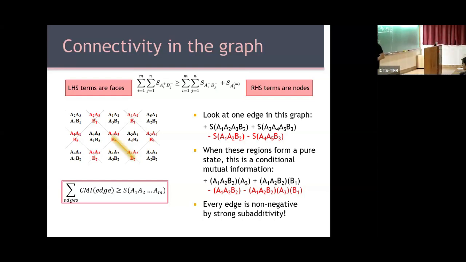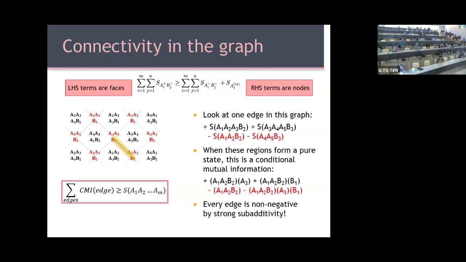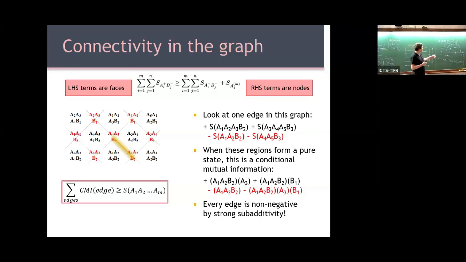Why is this going to be our Crofton formula? Let's look at what the Crofton formula looked like over here. I had an integral over this, and these things were what? They were all conditional mutual informations, yes? So this formula realized the length of the curve as a combination of conditional mutual informations.